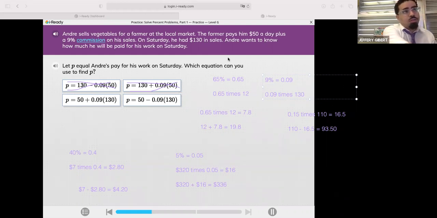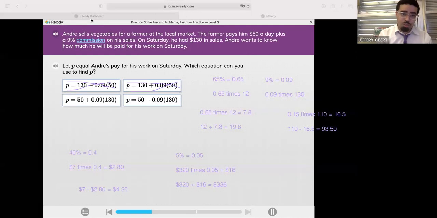All right, so that means it's going to be either one of these because they both have 0.09 times 130, but it says he's getting paid his commission plus the $50. So that means we're adding this on. Whenever you get a commission, that's added on top of whatever you made. So that's always going to be a plus. So this is going to be wrong because that's subtracting.